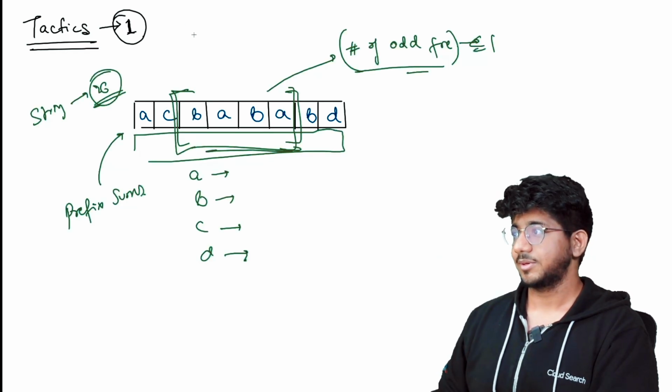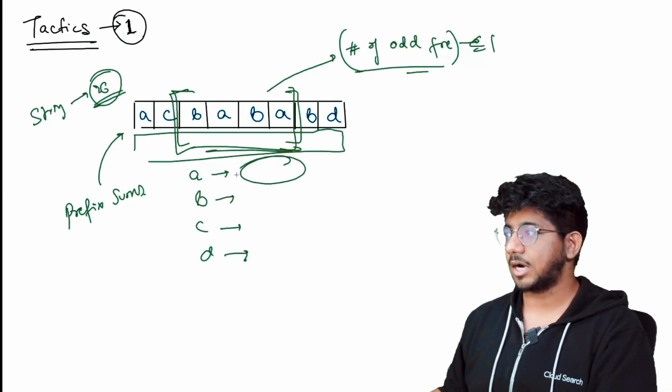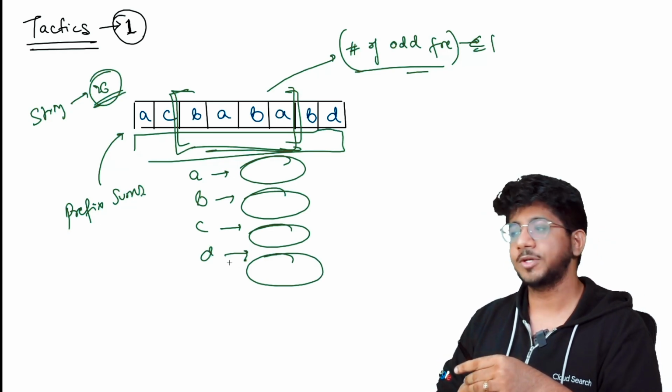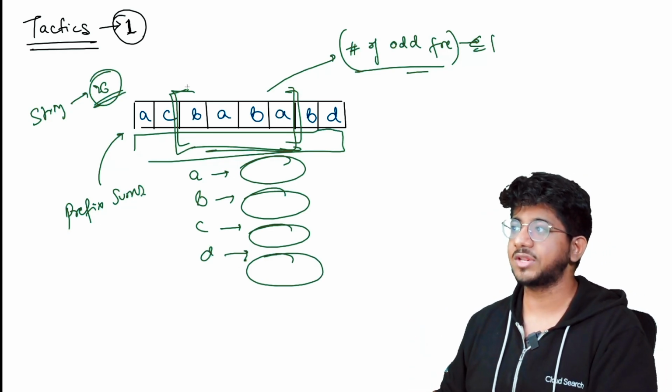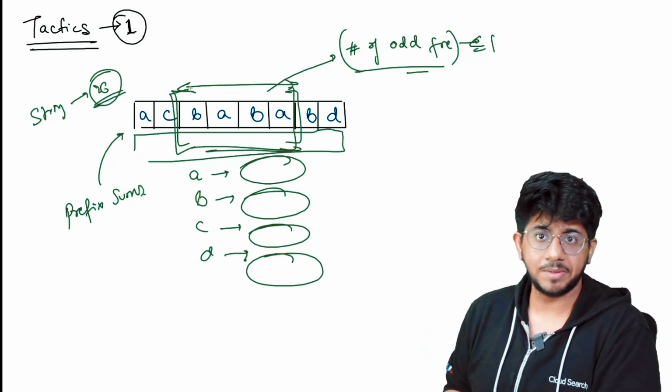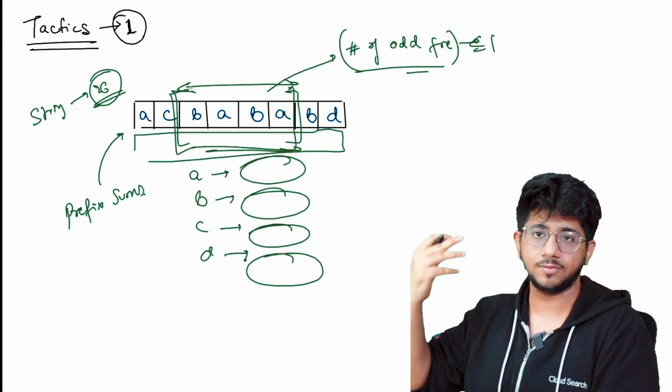Tactics number 2 can be an approach where we try to count every character's frequency, and then we see how many of them are odd, and then we can check easily. So every range we can check very, very fast, right? That's a tactic that can help us in this problem. Maybe I'm just thinking about these kinds of things while I'm solving the problem.